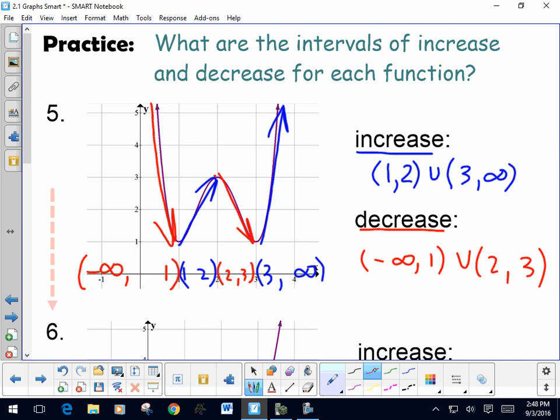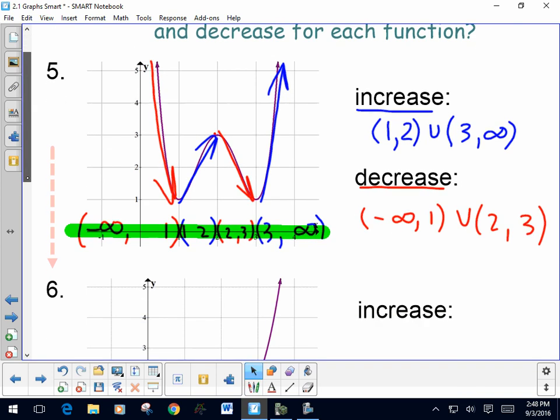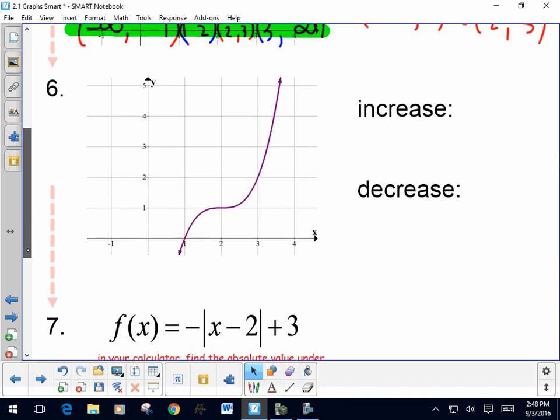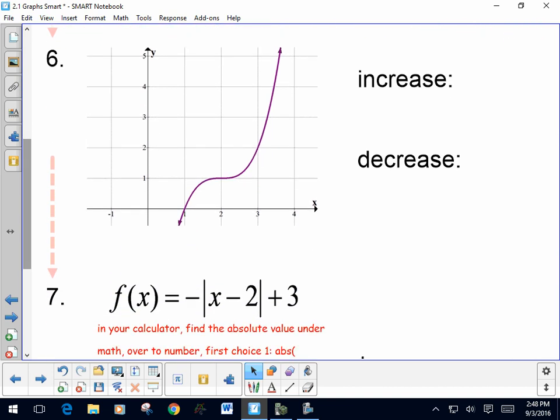I oftentimes will write the intervals of increase and decrease like this on my x-axis as I'm thinking about it, because that helps me to focus on the x values and not accidentally grab a y value, because you should only be using x values for intervals of increase and decrease. Here is another little function.